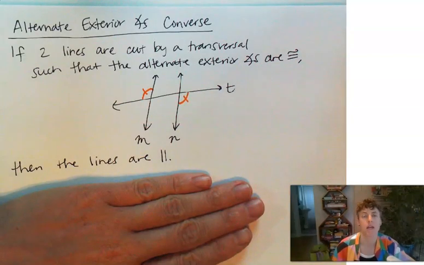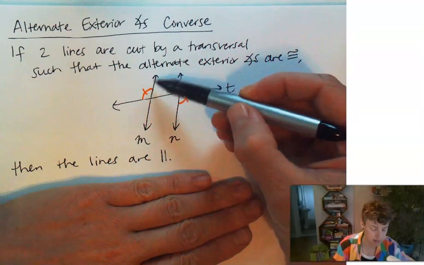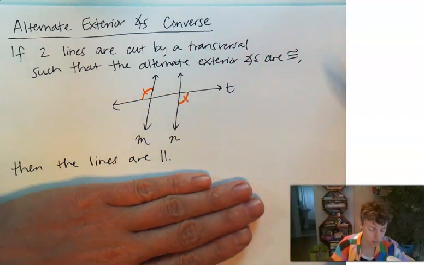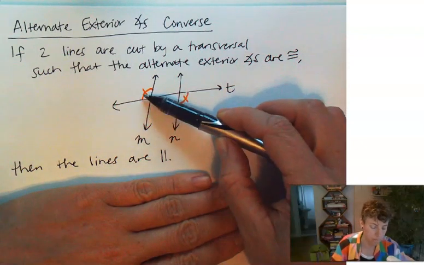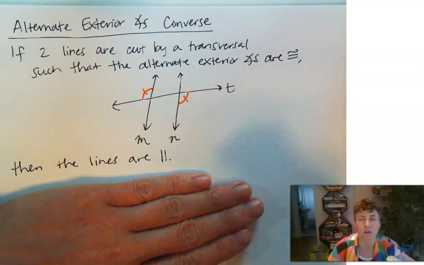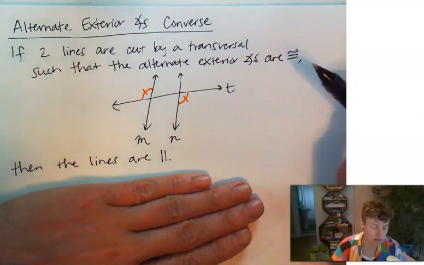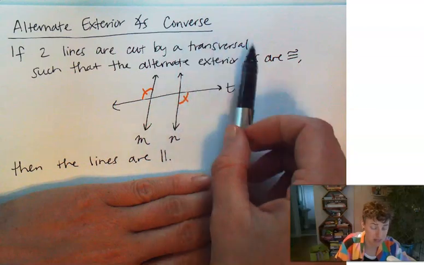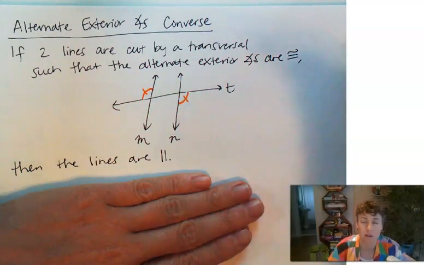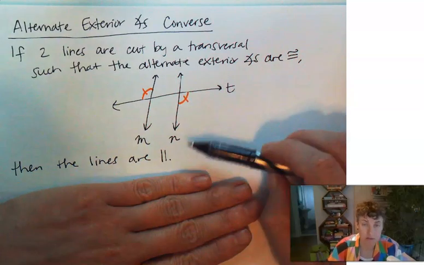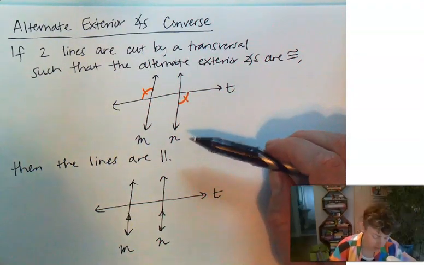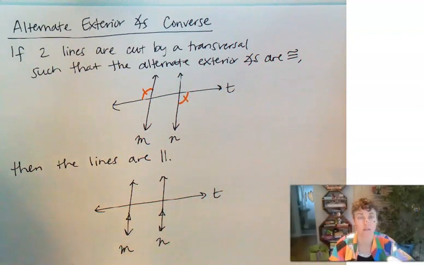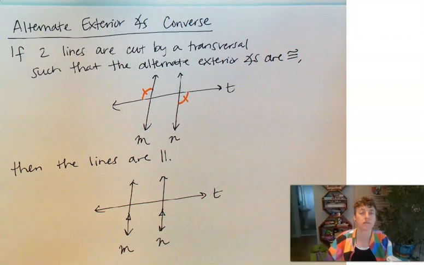Here's our next one. The alternate exterior angles converse. If two lines, like line M and line N, are cut by transversal T, such that the alternate exterior angles are congruent. Again, they're called alternate exterior. They're alternate because they're on opposite sides of the transversal, and they are exterior because they're on the outside of the parallel lines. If those alternate exterior angles are congruent, then those lines, M and N, are parallel. So we can put our little parallel lines there. That's the alternate exterior angles converse.